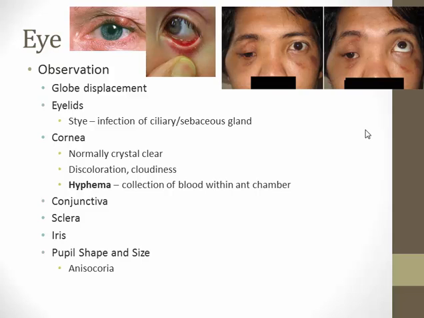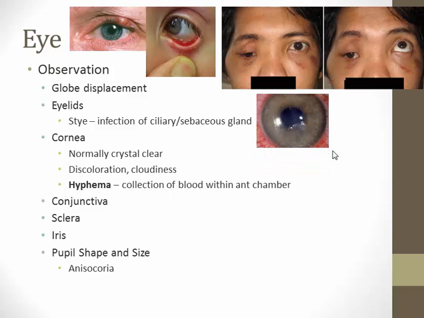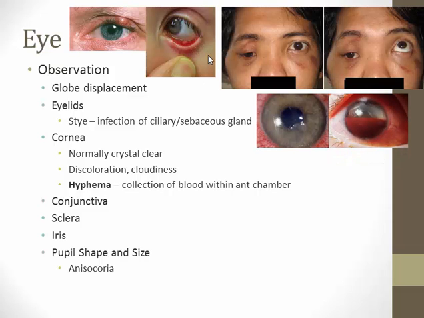Eyelid, maybe you can catch some infectious formation. This one is a stye, infection of a ciliary or sebaceous gland. Sometimes you can see cornea damage, maybe corneal abrasion. Sometimes it's very small, sometimes it's actually visible to the naked eye. This one is something known as hyphema. This is a collection of blood within the anterior chamber of the eye. This would often indicate a very serious, sight-threatening condition, so you probably need to make a referral if you see that.